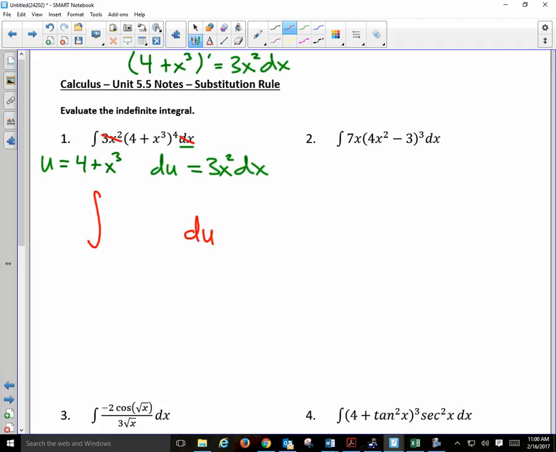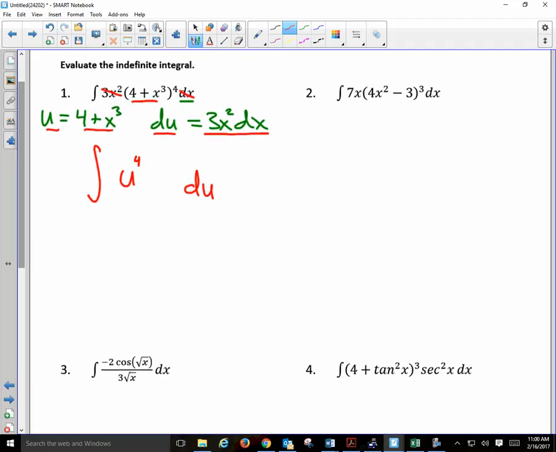Instead of writing 4 plus x to the third, what can I write? I can write u to the 4th power. See, 4 plus x to the third is u, and it's that to the 4th power. So the du takes care of the 3x squared and the dx. That's this substitution. And then 4 plus x to the third is taken care of by u. What is the antiderivative of u to the 4th? U to the 5th over 5 plus c.